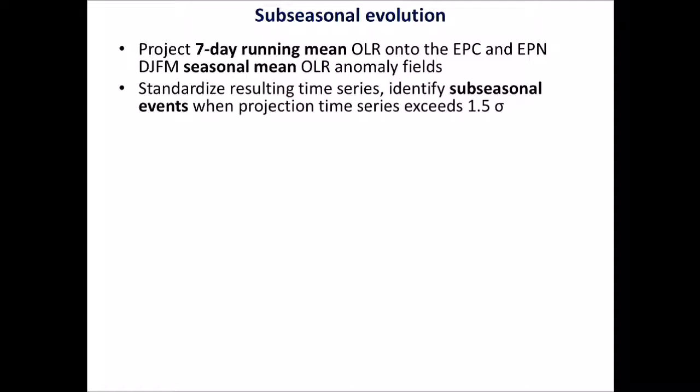So I started by looking at the subseasonal evolution of the OLR anomalies by projecting the 7-day running mean OLR anomaly onto the seasonal mean OLR composite fields for both the EPC and EPN events. This gives us a time series of how well the 7-day running mean OLR corresponds with either the EPC OLR composite or the EPN OLR composite. After getting this time series, I identified subseasonal events when the projection time series exceeds 1.5 standard deviations.